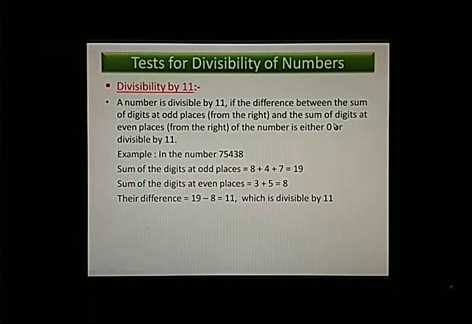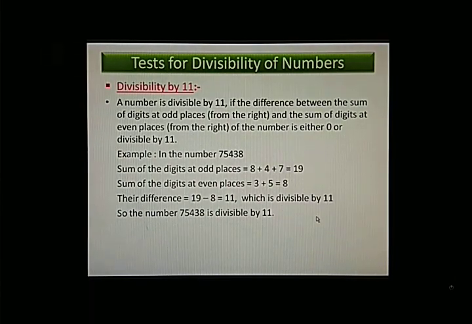Only in these two cases, either the result should be 11 or it should be 0, or you can say the result should be a multiple of 11. It is most proper to say that it is a multiple of 11. If it is a multiple of 11, or if it is 0, then only we can say this number is divisible by 11. So we can say that this number is divisible by 11.